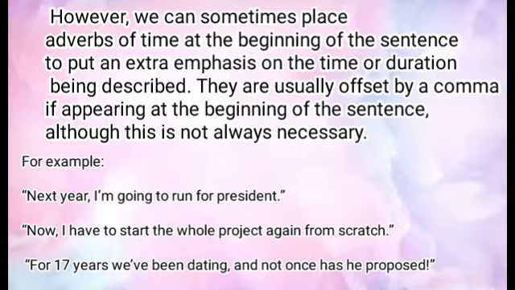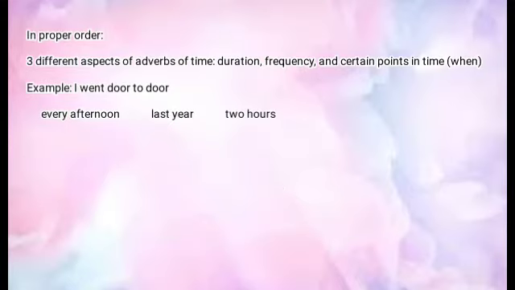Notice that they emphasize the time. That's why it is used at the beginning of the sentence and followed by a comma. Remember, adverbs of time can be used to describe three different aspects: the duration, frequency, and certain points in time. If there is more than one adverb of time present in the sentence, and there is no special emphasis given to one aspect over another, then that is the order in which they generally appear.